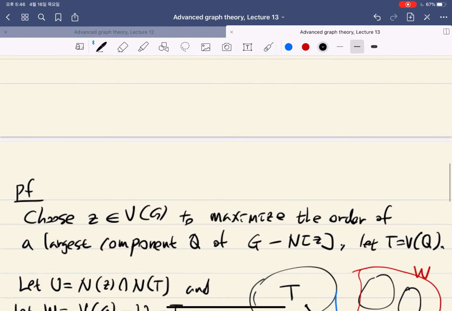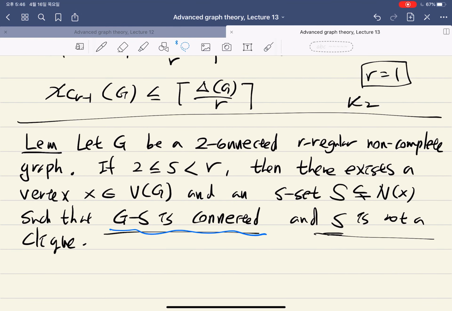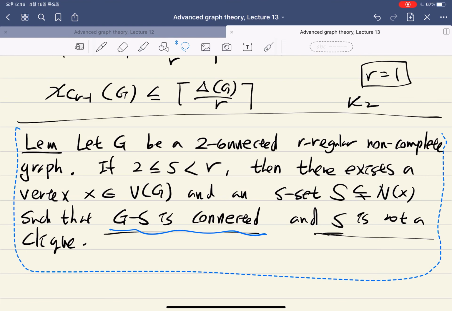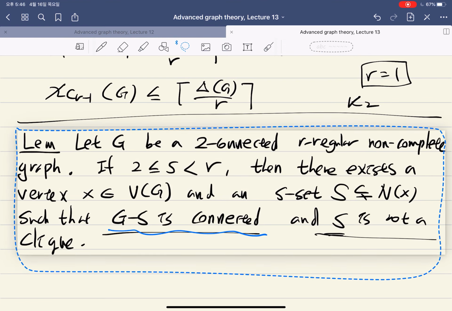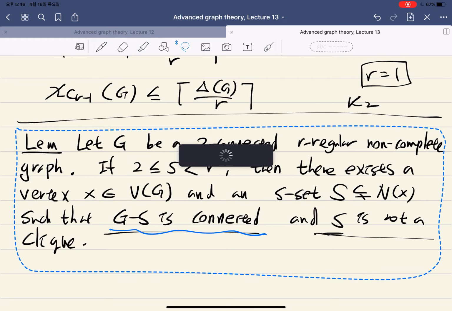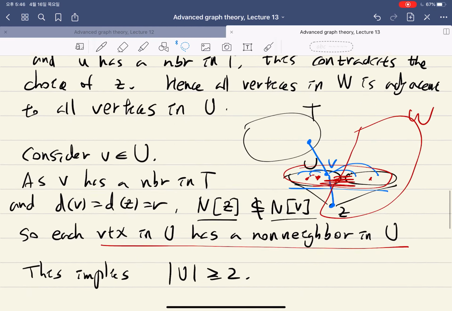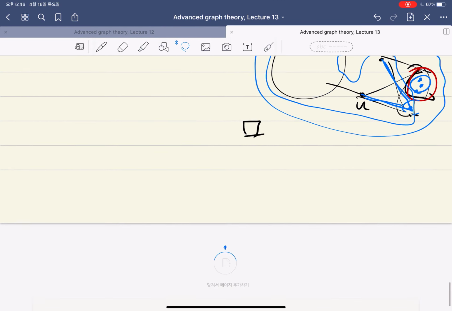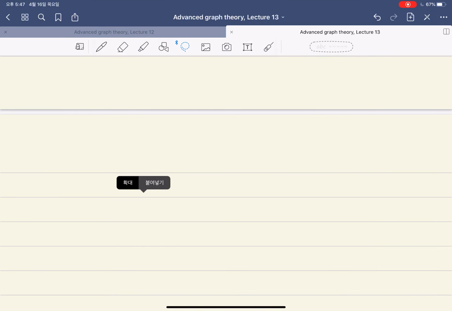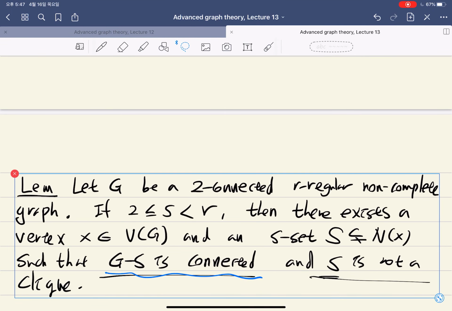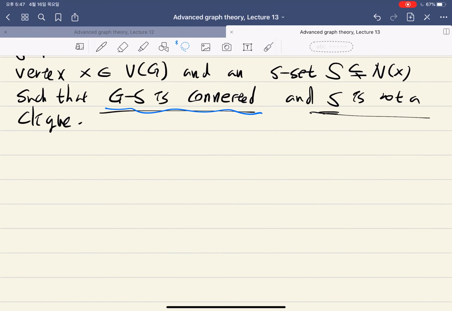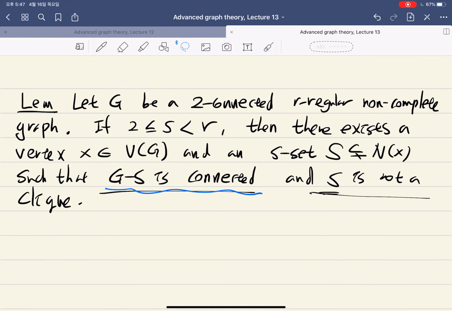So now we have this lemma. Now, with this lemma in hand, we can start the proof of Matula's theorem. We do that in the next video.